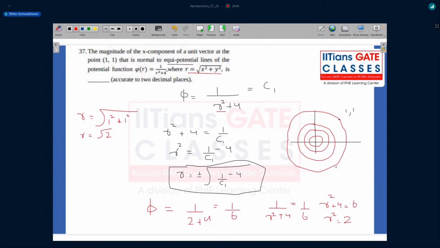So it's basically nothing but a circle of radius root 2, right? So r equals plus minus root 2. All right. So this is going to be the equipotential line of this particular form passing through this point 1, comma 1. All right. So that's something which we have figured out.